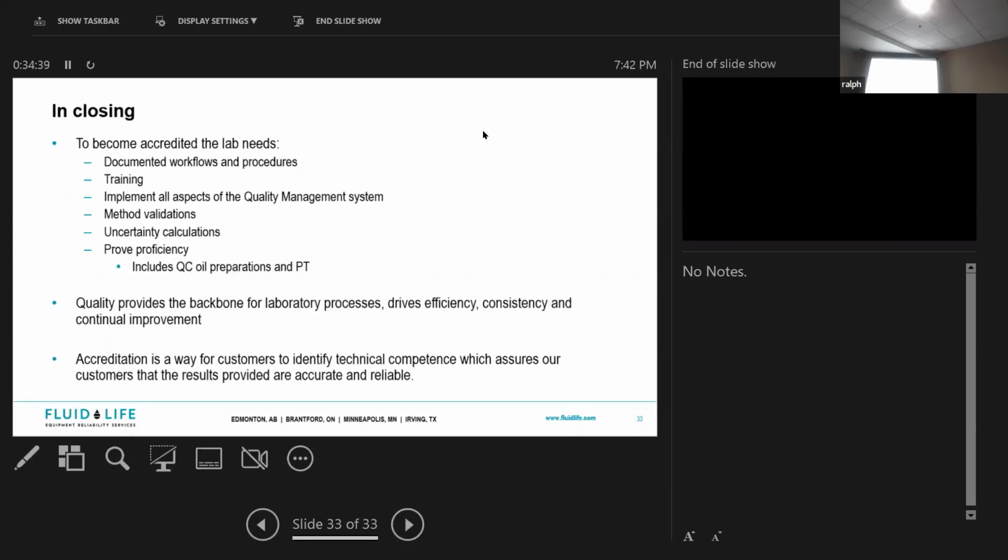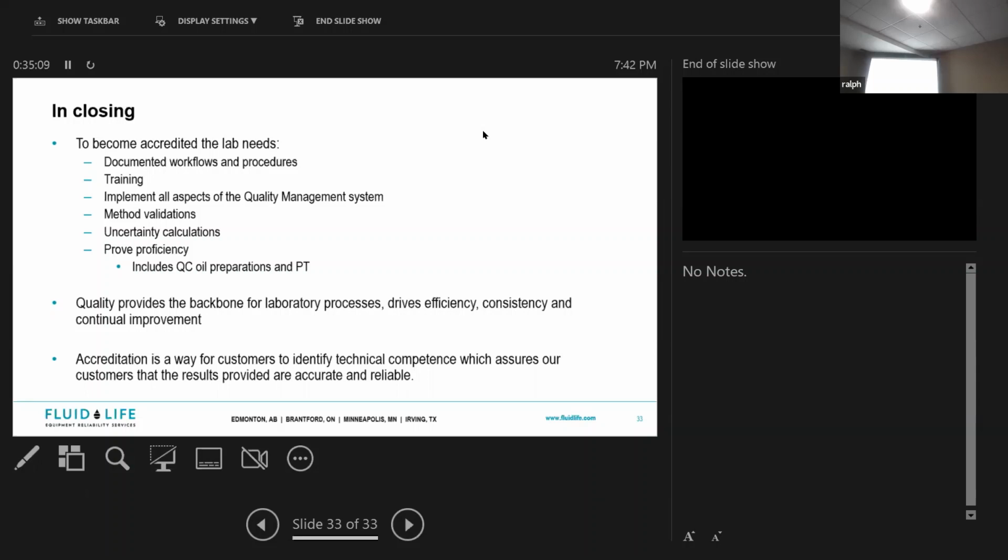Great. In closing, as I was saying, to become an accredited lab, we need all of these things in place before you're even sending samples out the door. So document workflows and procedures. We call those SOPs, standard operating procedures. Training, implement all aspects of the quality system, whatever that may or may not entail. Method validations and uncertainty calculations, and you have to do some proficiency testing before you are accredited as well.